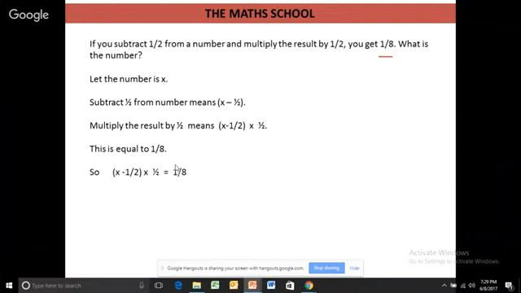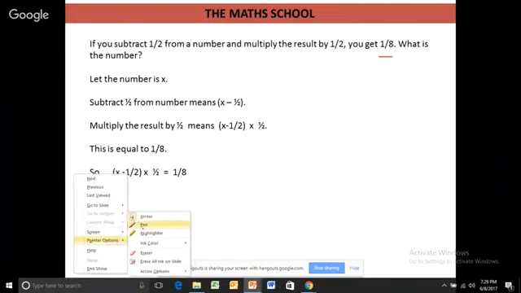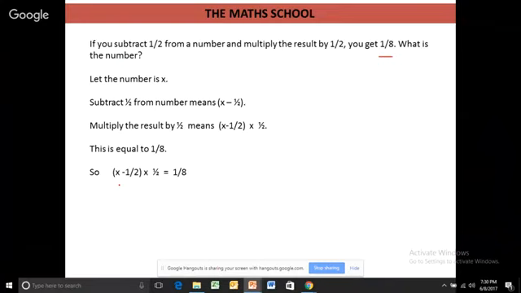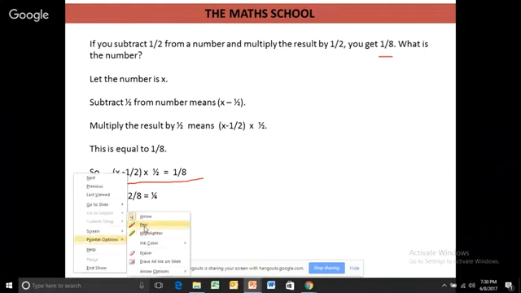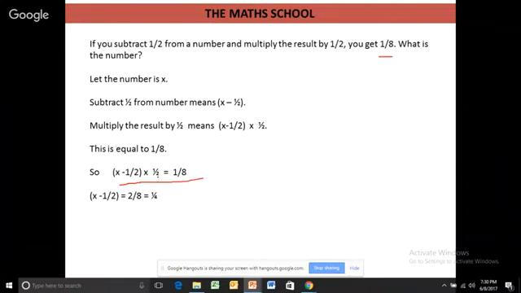So we will just equate it, right? So this becomes our equation: (x minus 1 by 2) multiplied by 1 by 2 is equal to 1 by 8. Now I need to solve this equation. So this 2 will go to the numerator when it goes to the other side. Hope you remember the previous exercise. This 2 will go in the numerator and it will become 2 by 8, and 2 by 8, if you further solve it, will become 1 by 4.